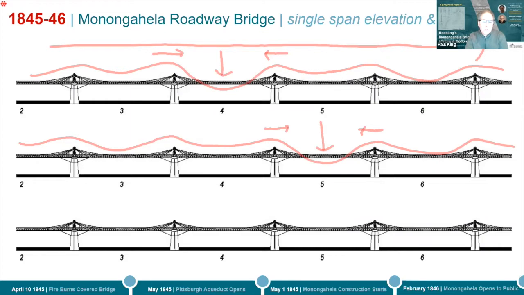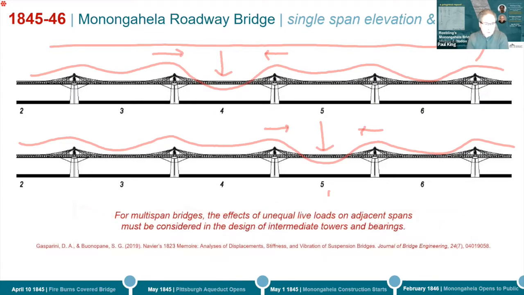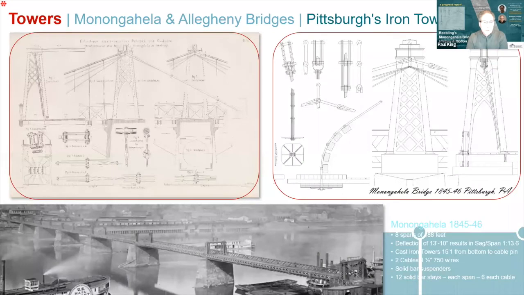And Roebling knew that this was an issue. And so he experimented with this unusual system of pendulums hanging from the towers. And he's using this system, which we're going to look at a little bit today, to try to navigate this problem of how to deal with a moving load across a multi-span suspension bridge. And just a quote from Dario: for multi-span bridges, the effects of unequal live loads on adjacent spans must be considered in the design of intermediate towers and bearings.